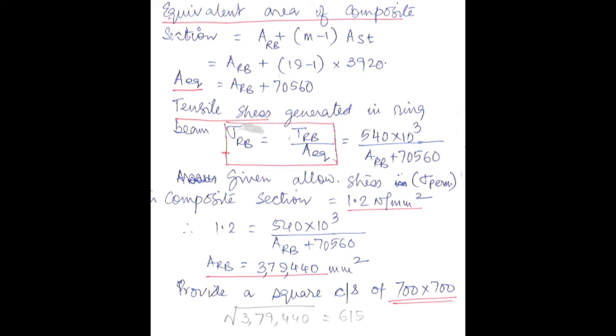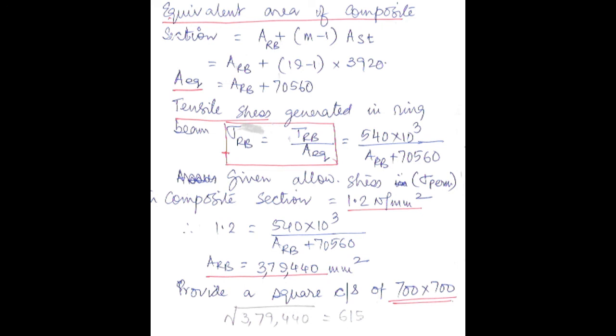Now, the tensile stress generated in the ring beam is sigma RB equal to TRB by AEQ. Again, stress is the force divided by the area. TRB is 540 kilonewton, so please convert it, 540 into 10 cube. For AEQ, the expression we have got is ARB plus 70560, correct? Now the allowable stress, sigma permissible in the composite section, is 1.2 Newton per mm square. This is given. So sigma RB we will put as 1.2 because that is the allowable stress.